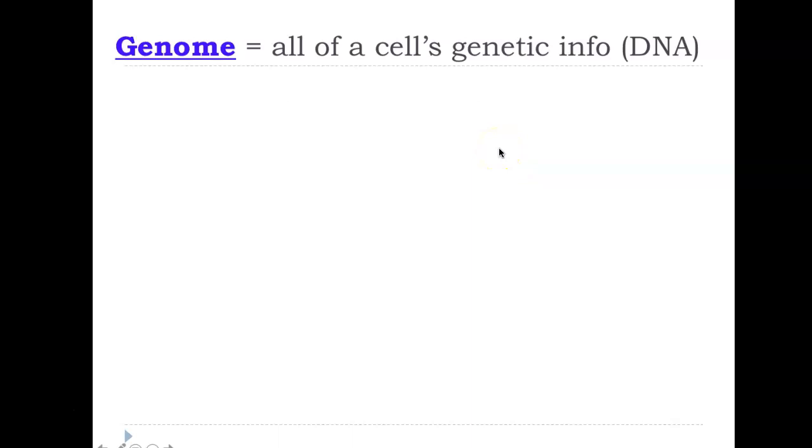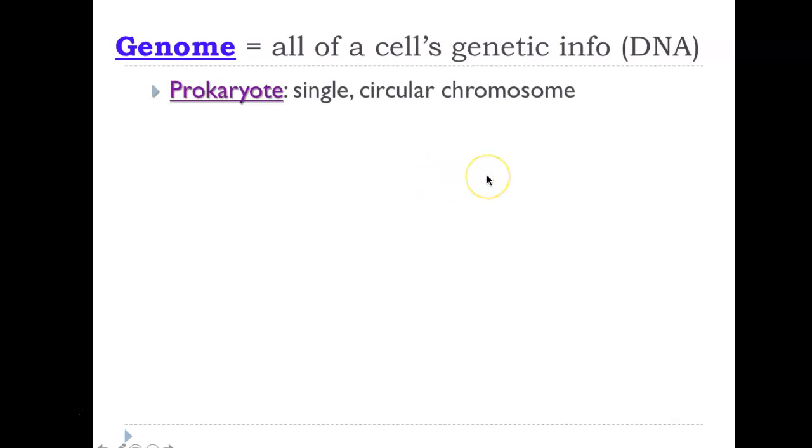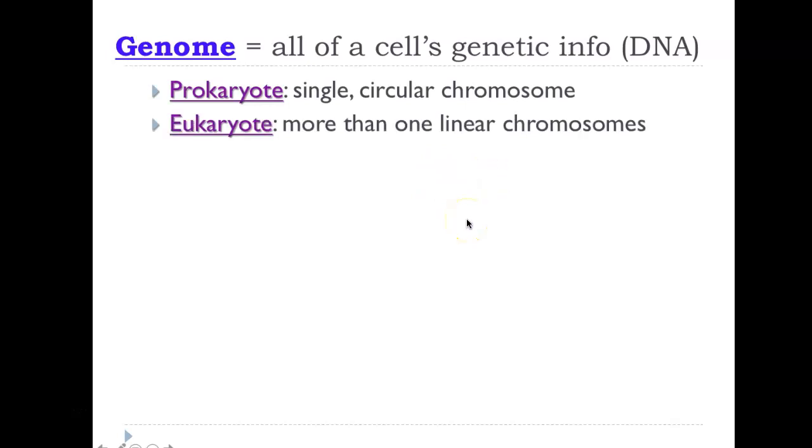DNA, remember before, why do I say this word? Genome. Before a cell divides, all of the DNA has to replicate and copy before the cell divides. So the genome has to replicate before a cell divides. Remember, a prokaryote has a single circular chromosome. A eukaryote has more than one linear chromosome.